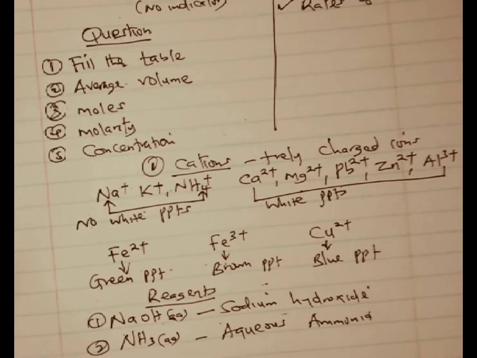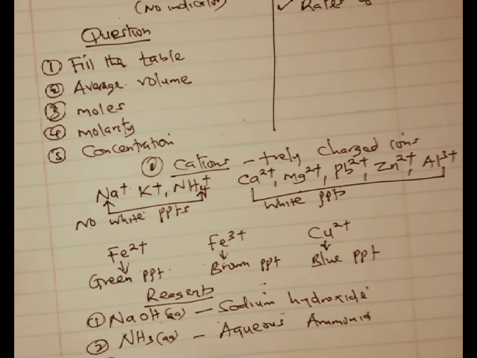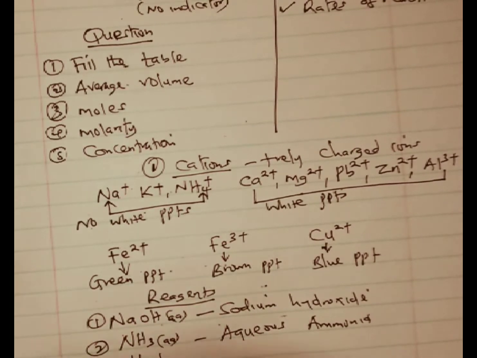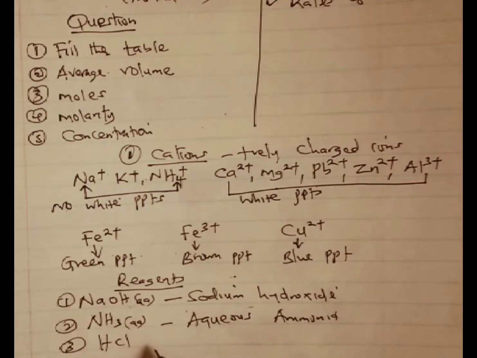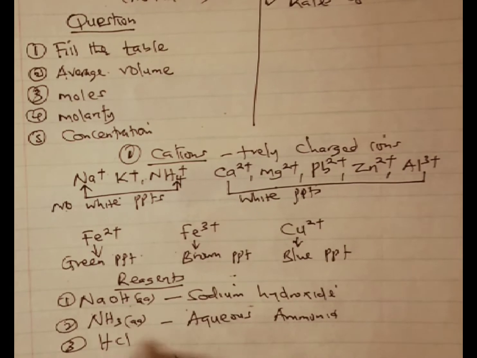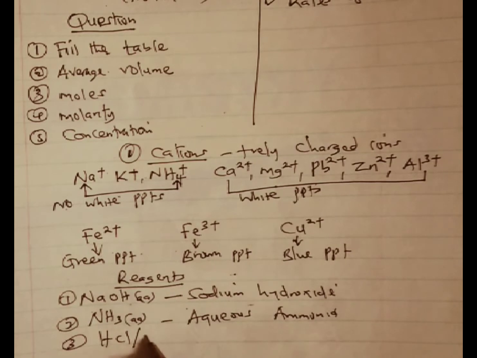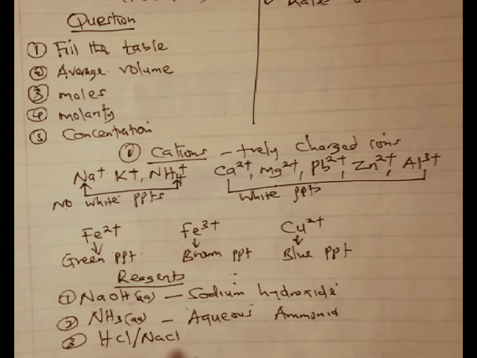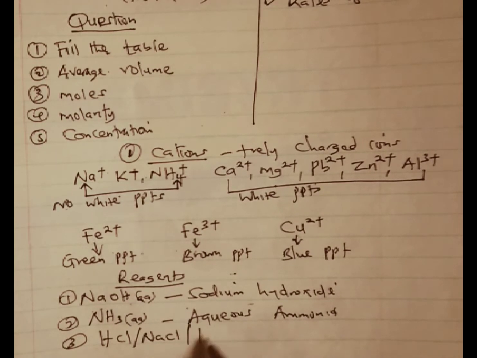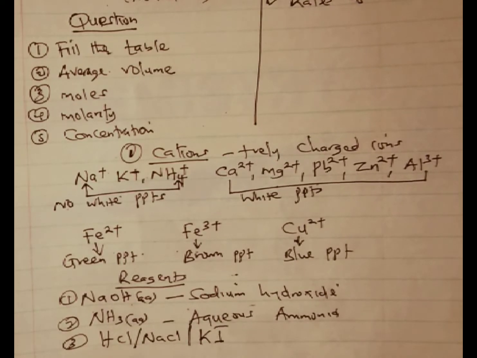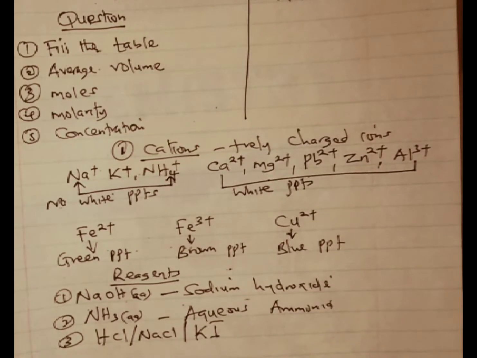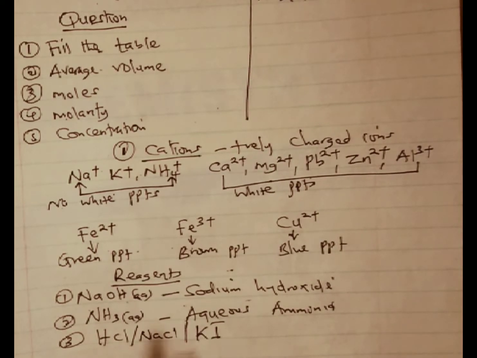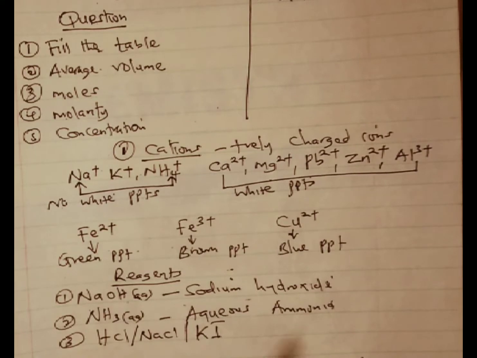You are also going to be given either hydrochloric acid, that is HCl, or if not hydrochloric acid, you'll be given sodium chloride or a common salt. We can also use what we call potassium iodide. Basically, these ones are there to differentiate between the different cations as we go down eliminating one by one until we are sure the solution contains a certain cation.